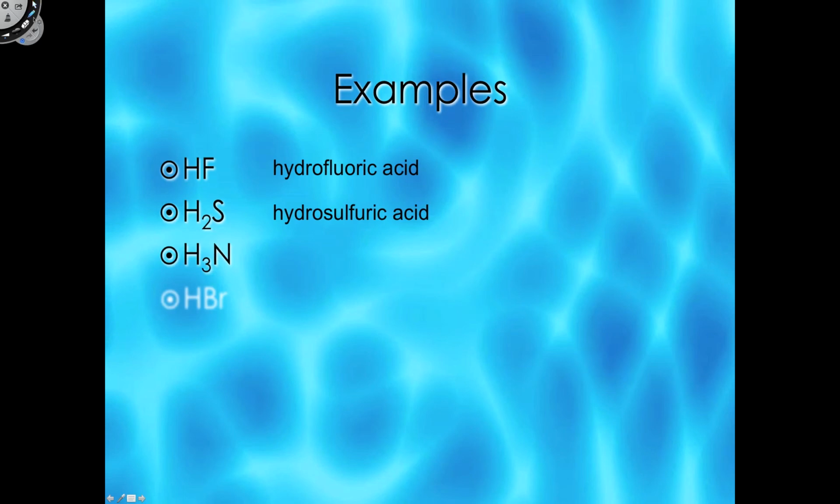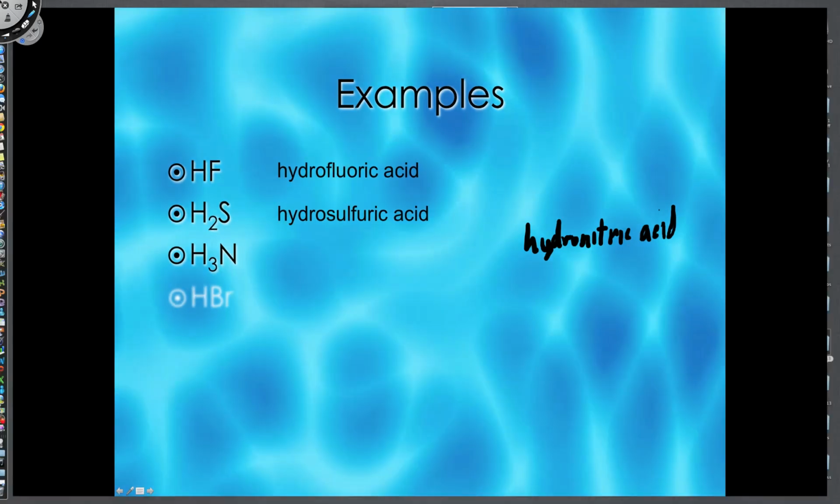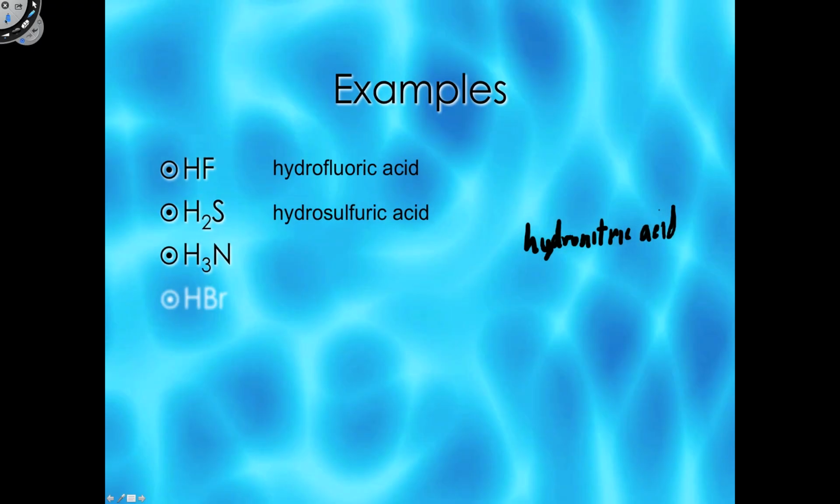H3N. Again, binary acid because there's only 2 elements and it starts with H. So we know hydro is going to be at the beginning. Nitrogen changes to nitric, not nitrogic. And then we throw acid on the end there. So hydronitric acid is our answer there.